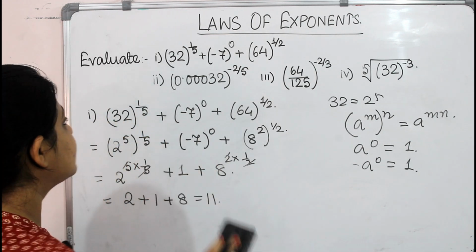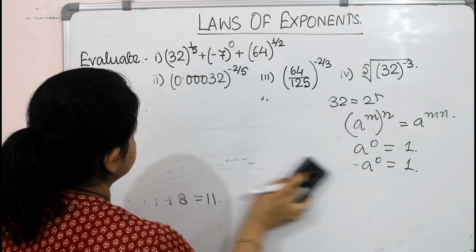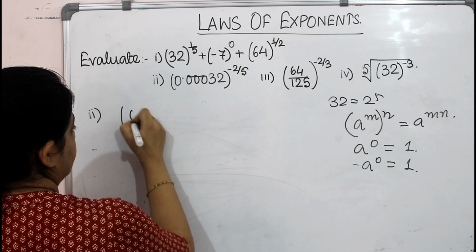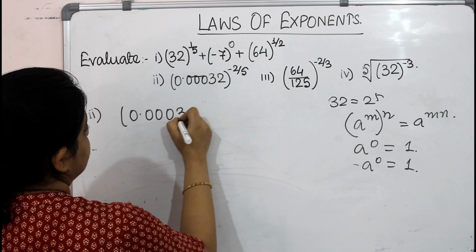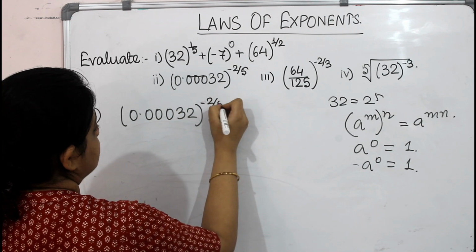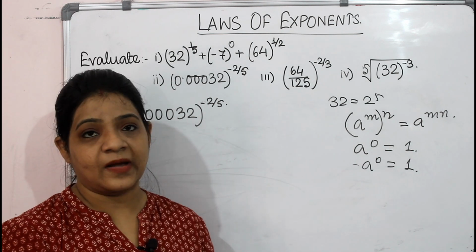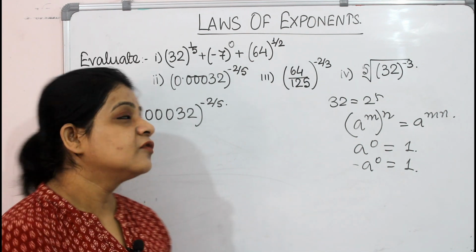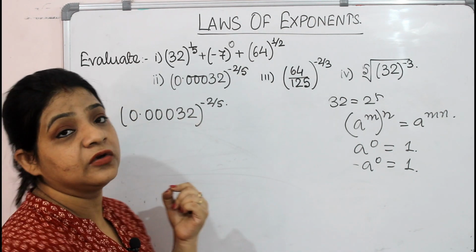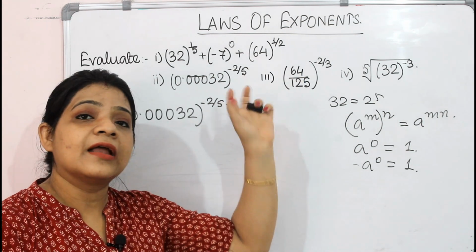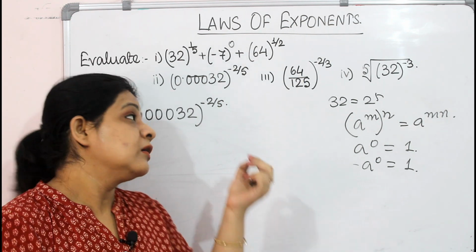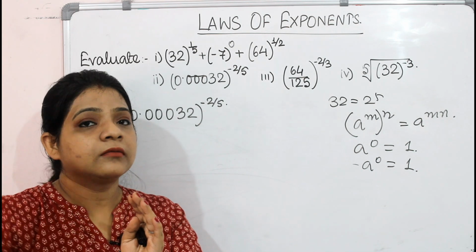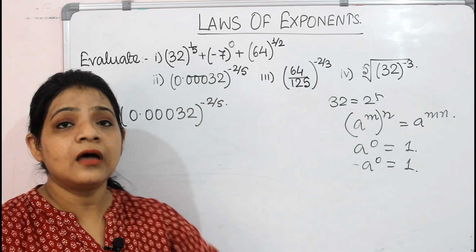Okay. So the next sum is 0.00032 to the power of minus 2 by 5. So this is a decimal expansion, right? This is in the form of a terminating decimal expansion. So you have to bring 32 into the picture, so that your calculations become much easier. If you keep only 32, you can write 2 to the power of 5, then you can multiply the powers.